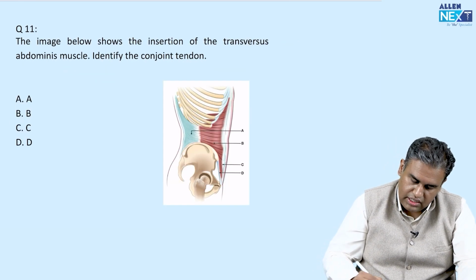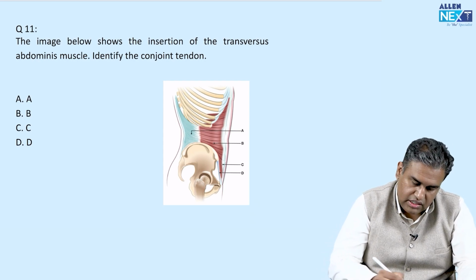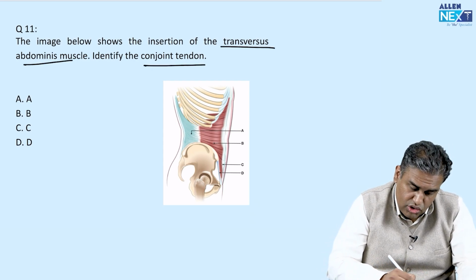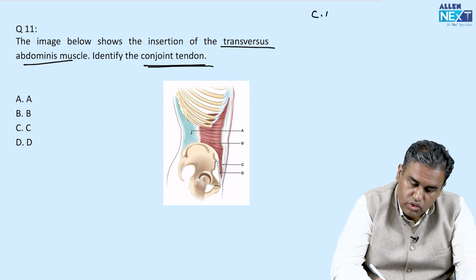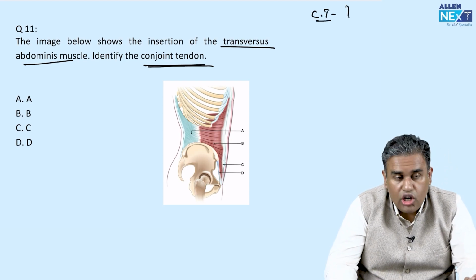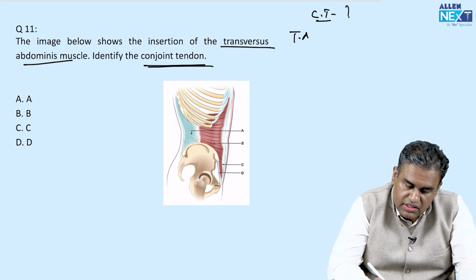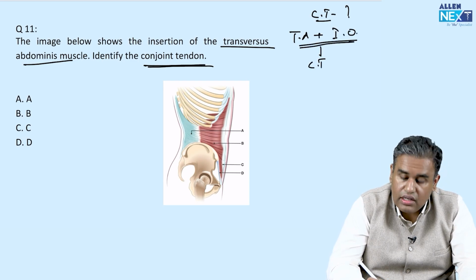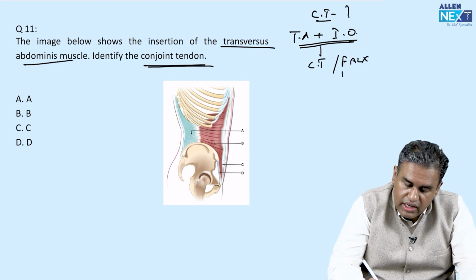Here we have, what are they asking? The image below shows the insertion of the transverse abdominis muscle. Very good. Identify the conjoint tendon. First of all, you should know what the conjoint tendon is and where it is found. The lower margins of the transverse abdominis muscle fibers and internal oblique muscle fibers form the conjoint tendon, which is also known as the falx inguinalis.